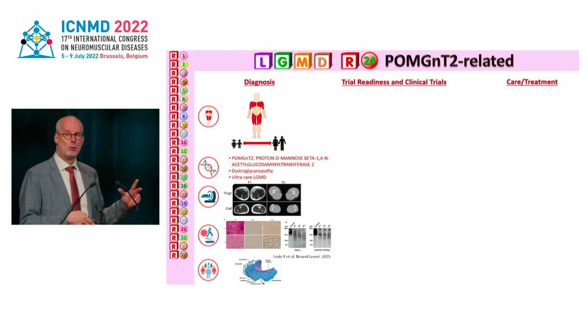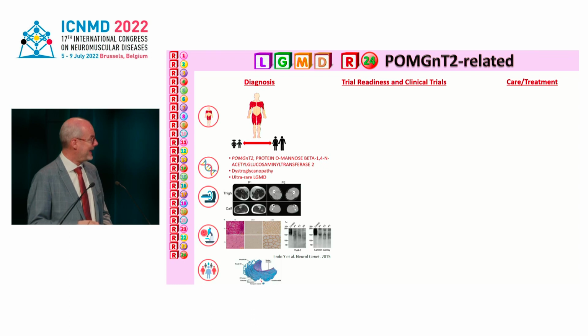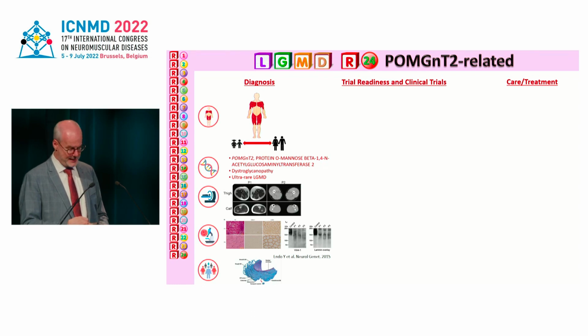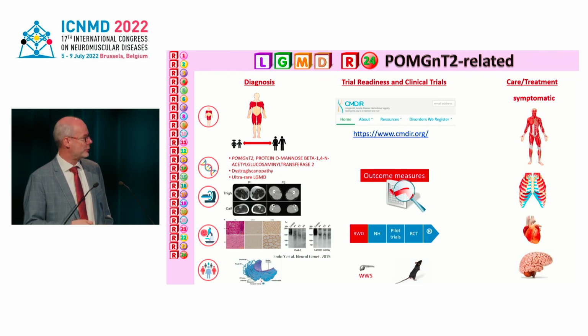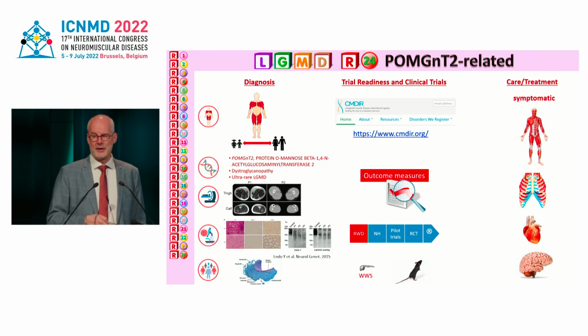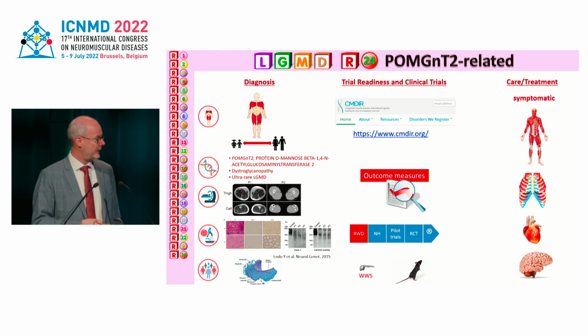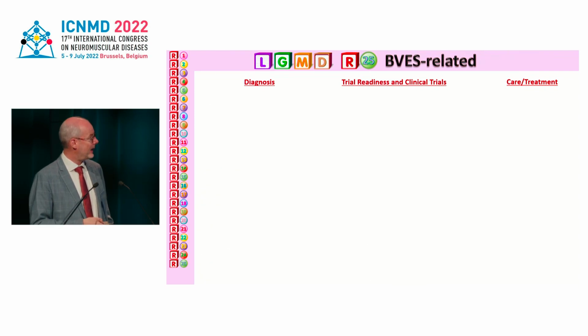Like POMT1 and 2, this is an ER-resident glycosyltransferase. Because of its rareness, again, we don't really have much trial readiness or natural history data. It's quite interesting that the zebrafish shows a Walker-Warburg syndrome. There's no fly yet that I'm aware of, but there's a mouse model as well. And like for the other dystroglycanopathies, we need to look at the brain and the heart.